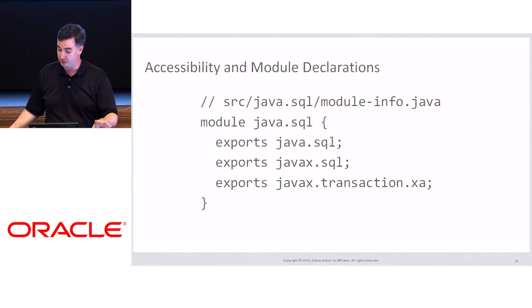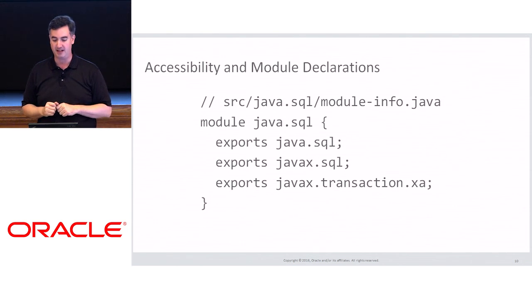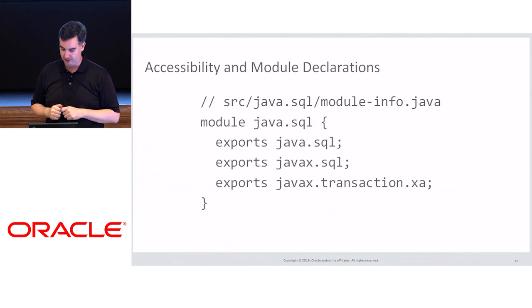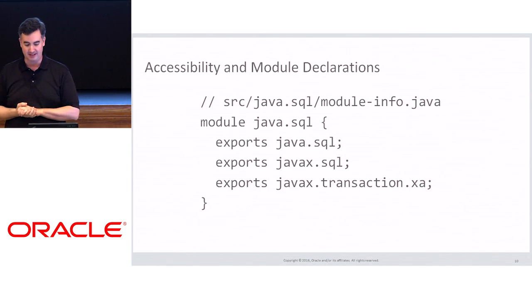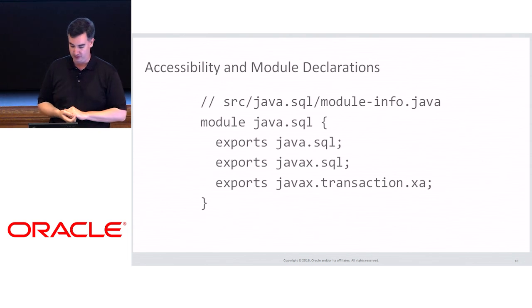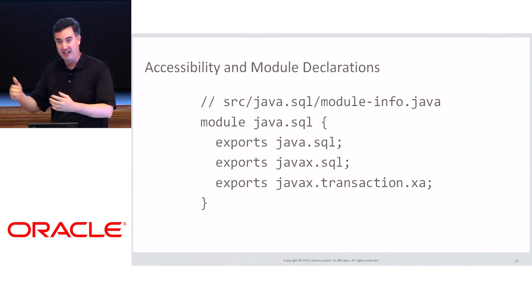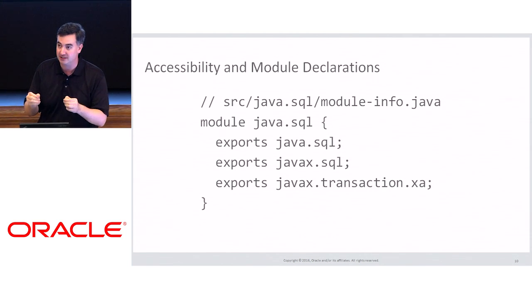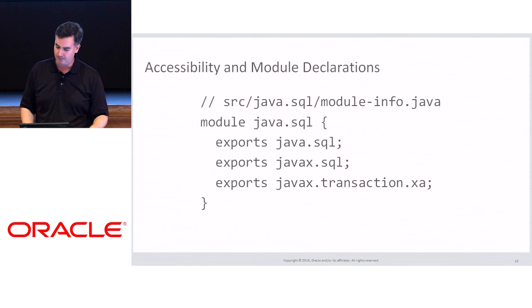To allow other modules to access the package, or more specifically the public types in the package, add an exports clause. You can export to all other modules, or you can say exports to give access to only your friend modules. So to be clear, module java.sql, that's the module name. The exports clauses are naming packages. They just have similar syntax.